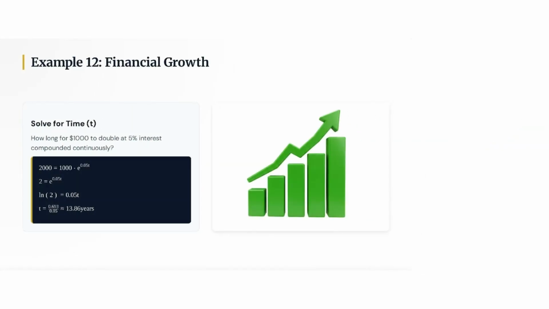In finance, logarithms help us determine time. By using the formula for continuous compounding, we can calculate exactly how long it takes for an investment to reach a certain value.